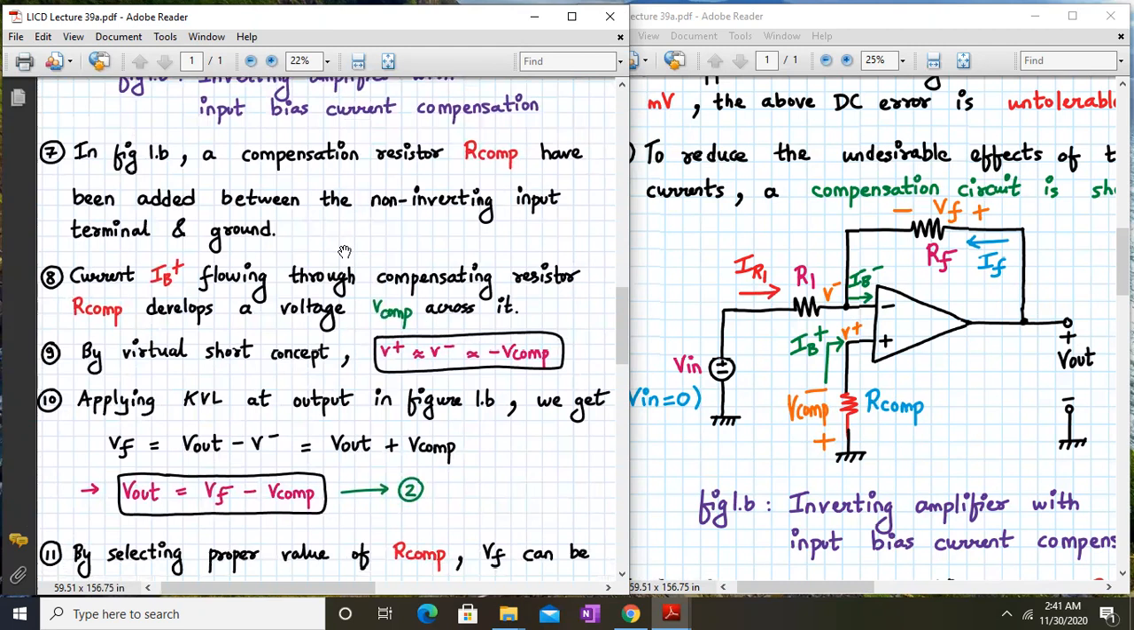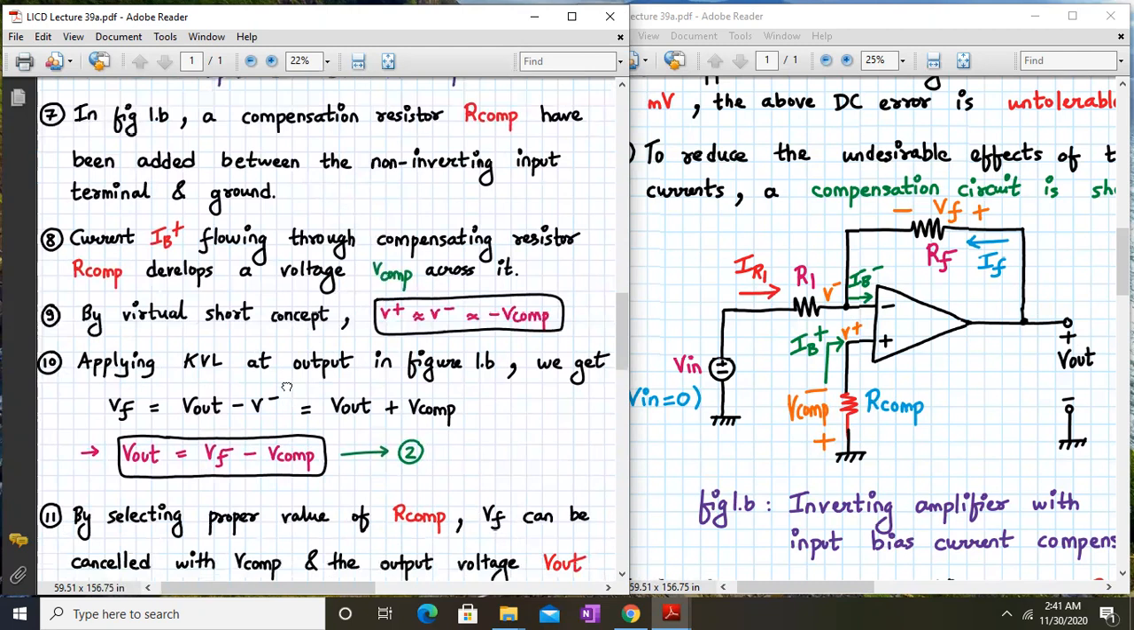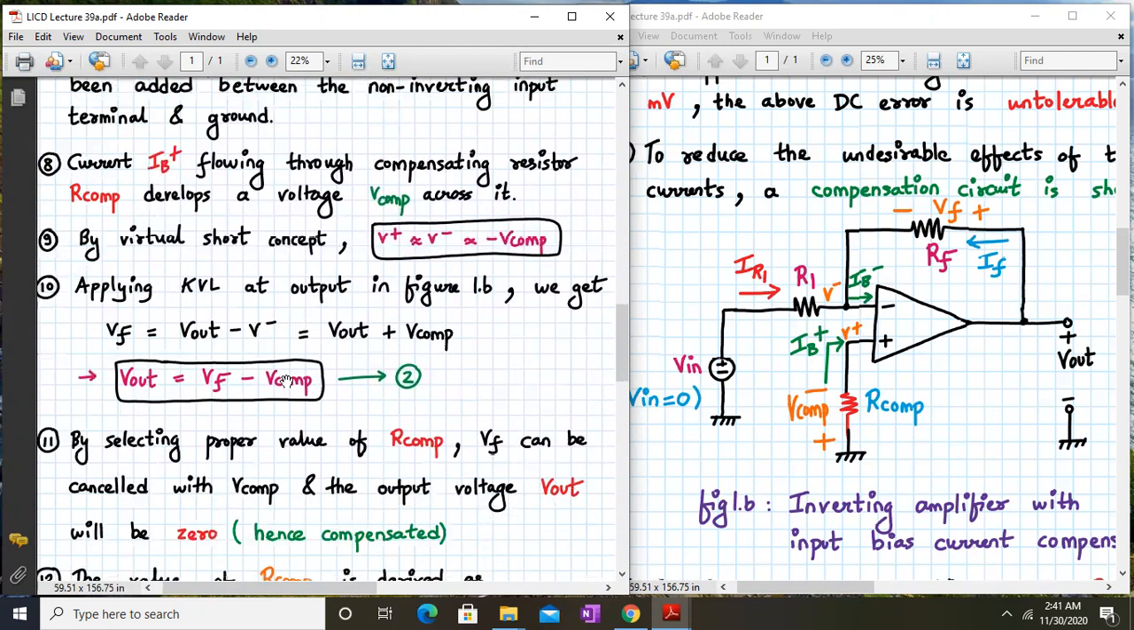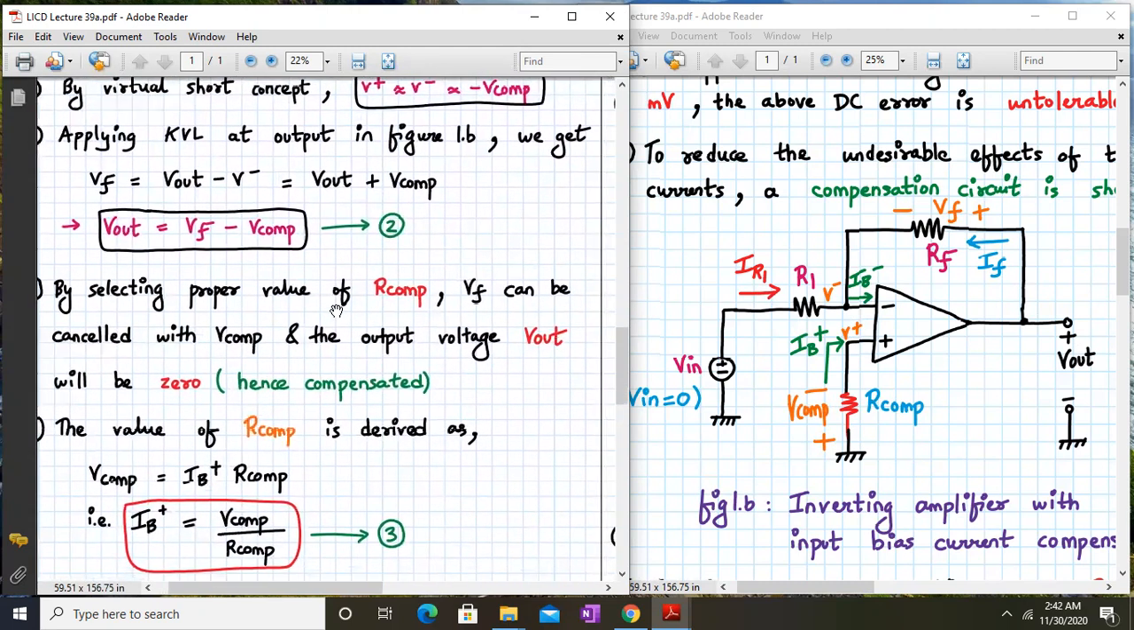So VF will be equal to Vout minus V minus. So V minus is minus of VCOM. So VF will be Vout plus VCOM. Whereas the output voltage will be given by VF minus VCOM. That is equation number 2. Now, by proper selection of RCOM, VF can be cancelled with VCOM and the output voltage will be 0. Hence, it can be said that it is compensated.